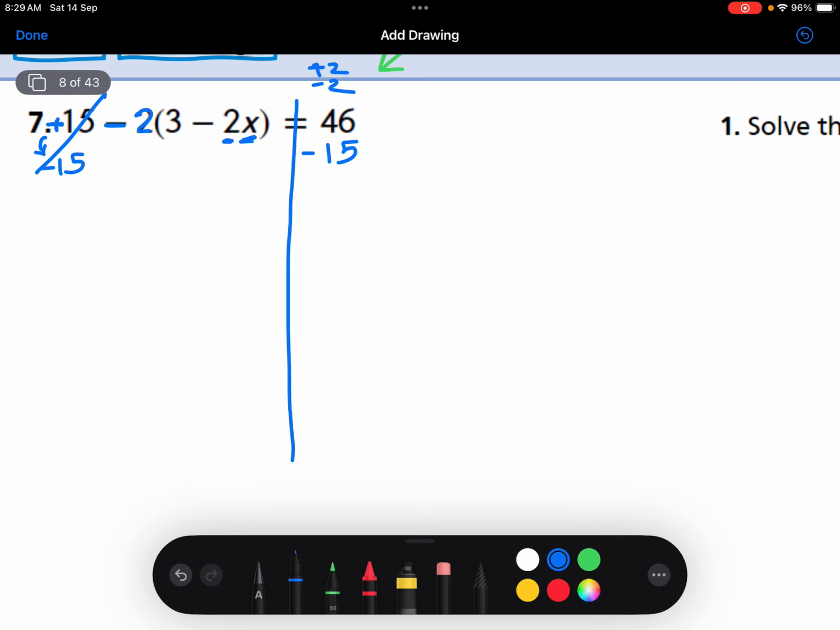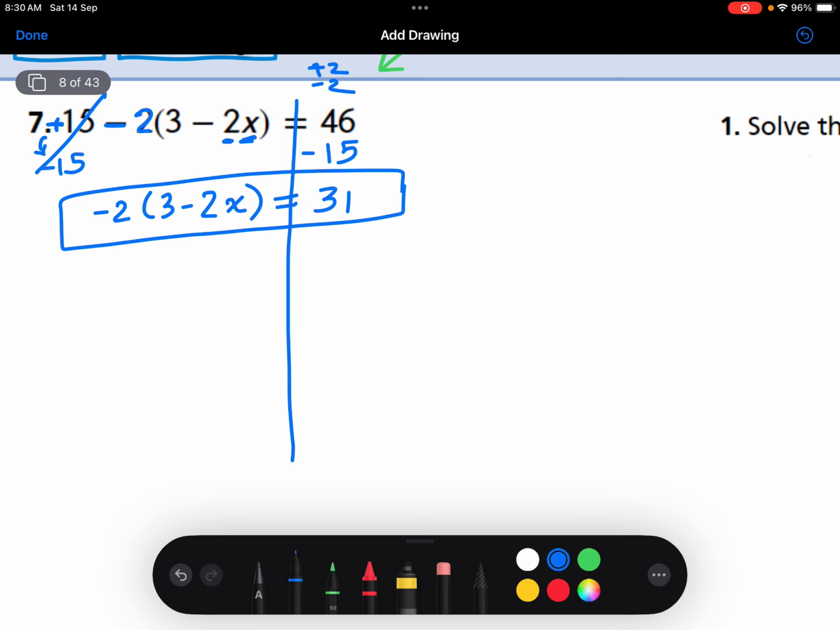15 is cancelled. Now rewrite your problem. Please, girls, write your problem step by step. Don't skip steps and do it in your head, please. Sometimes small mistakes happen because you don't rewrite your answer properly. Can you see this? I want to see that in every single step. Now, next, what should I do?